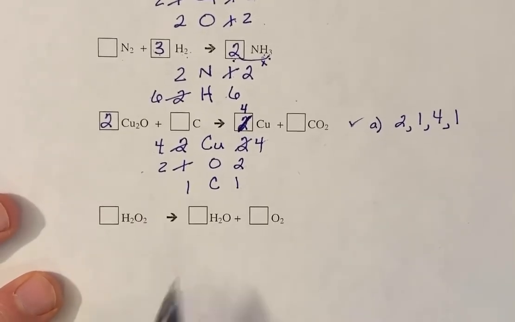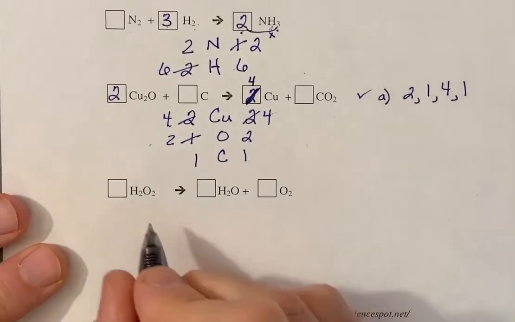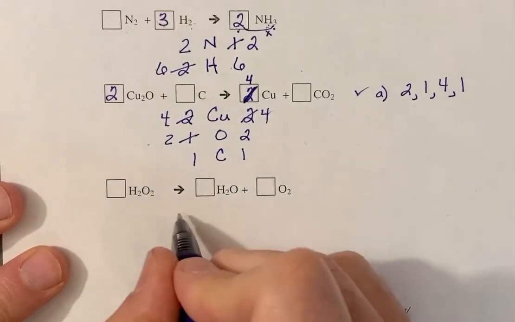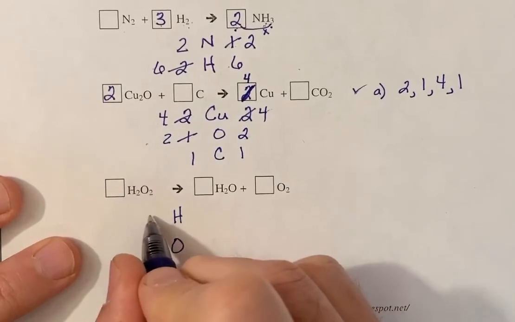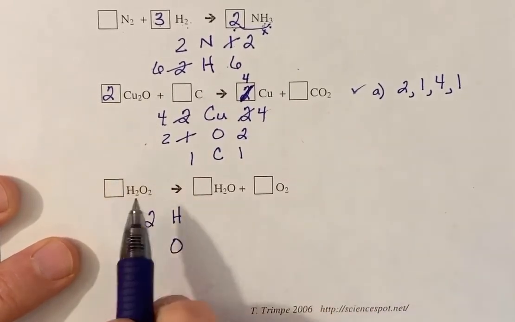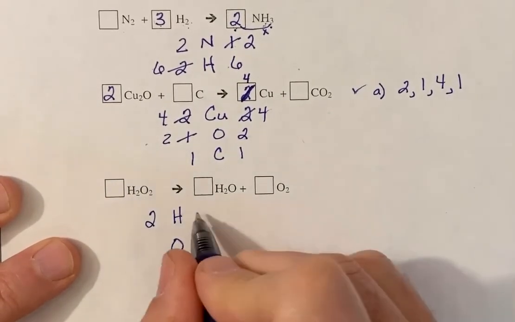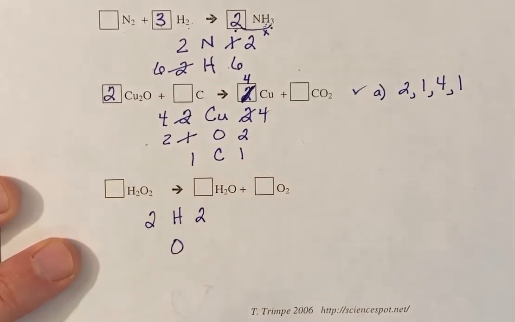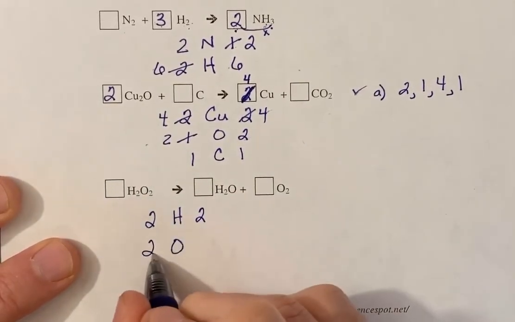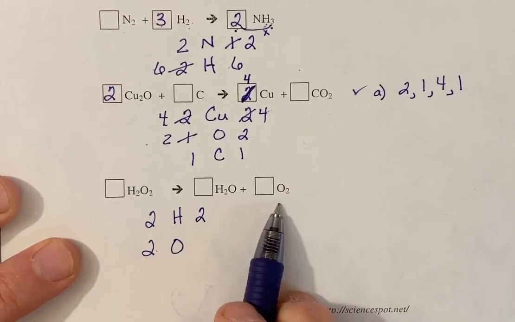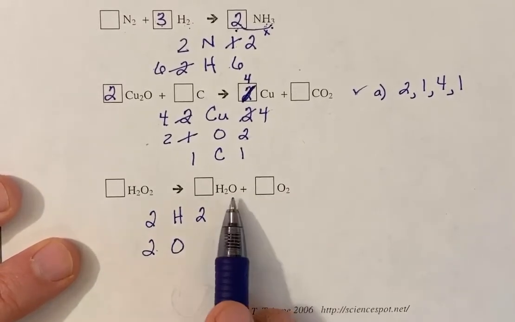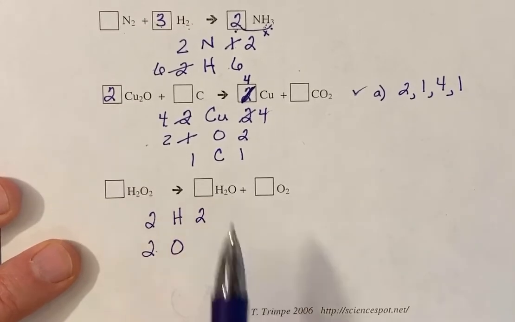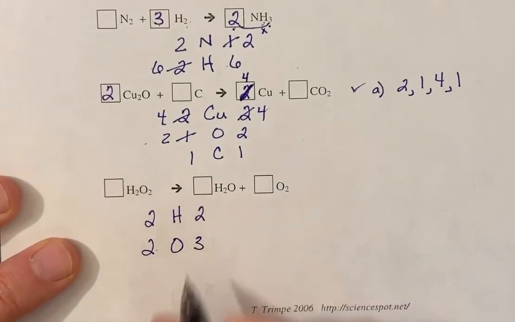All right, let's look at the last one here. This one has 2 elements, H and O. For H, we have 2 on this side and 2 on this side. Oxygen, we have 2 on this side. On this side, though, it's a little different. We have 2 oxygens here and 1 there, so 2 plus 1 is 3.